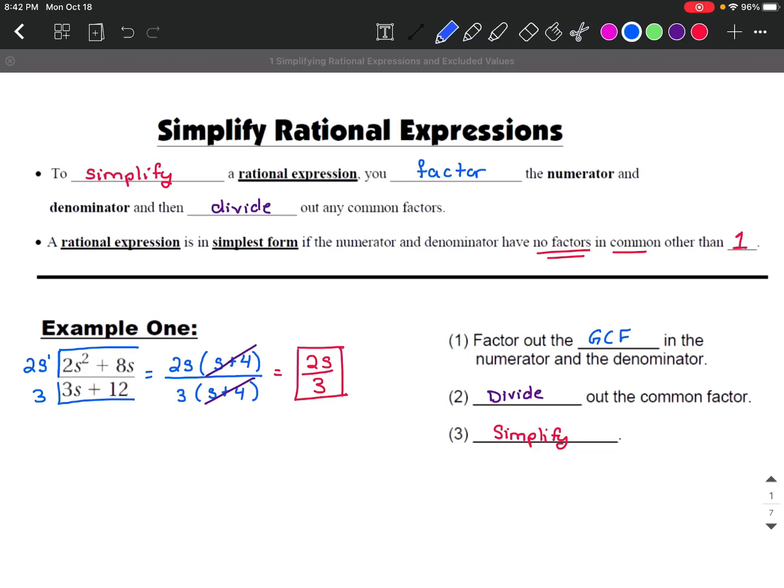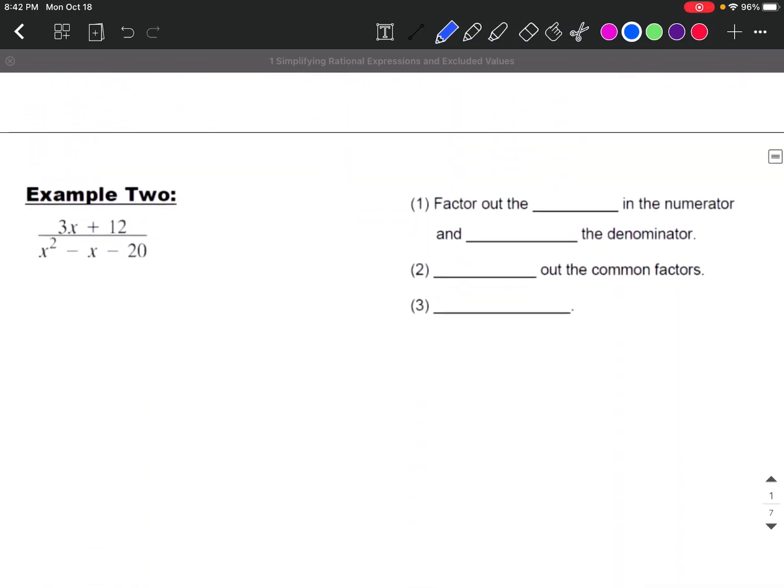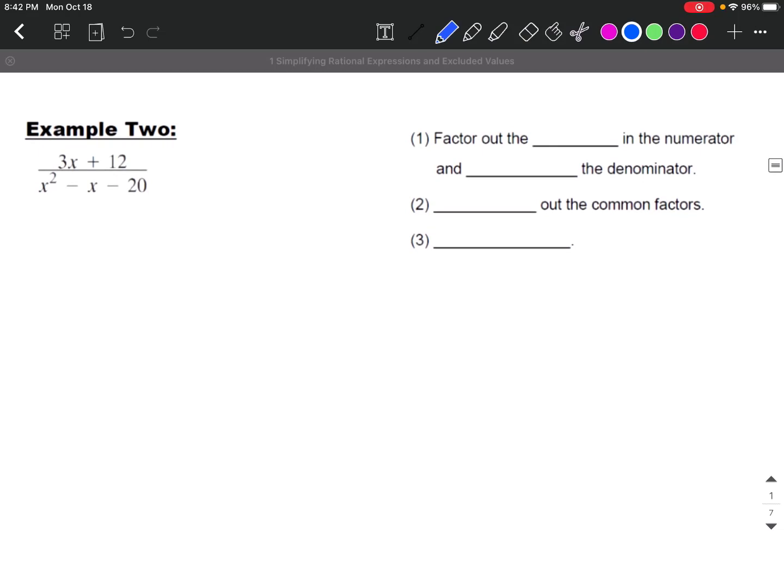Okay, let's try example 2. First thing we're going to do is factor out the greatest common factor in the numerator. If we look at the top, what do 3x and 12 have in common? What goes into 3 and 12? That's a 3. They have no letter in common, so it's just the 3. Now 3x divided by 3 is x, and 12 divided by 3 is 4. So we factored the top.